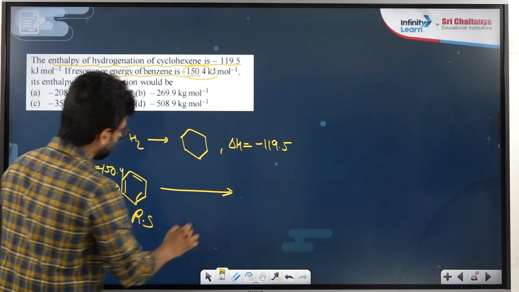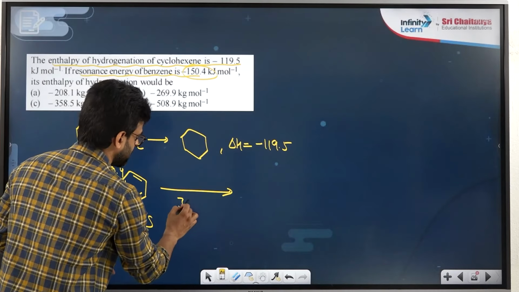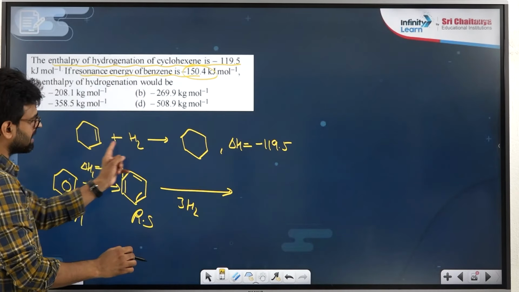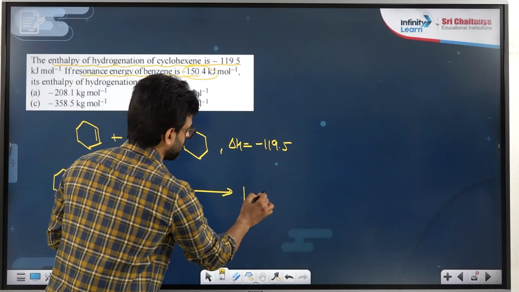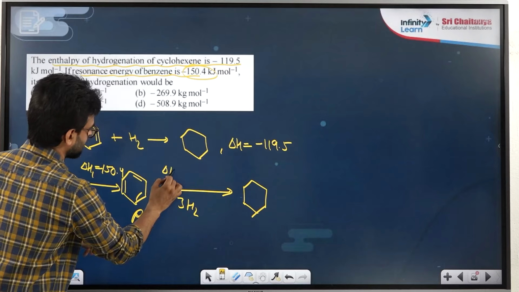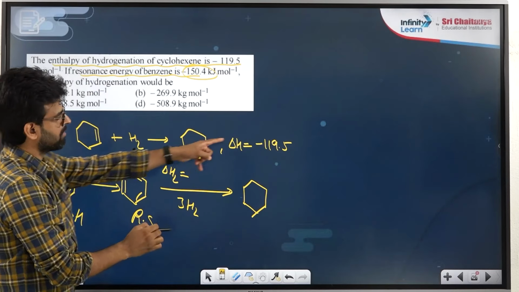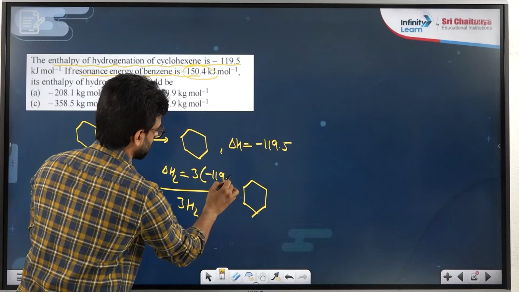Now here I am breaking 3 pi bonds by adding 3 H2. Like I am doing here, I am breaking 1 pi bond. I am breaking here 3 pi bonds, and I will make it cyclohexane. So definitely here, this delta H2 is 3 times of above, right? So it is 3 times minus 119.5.